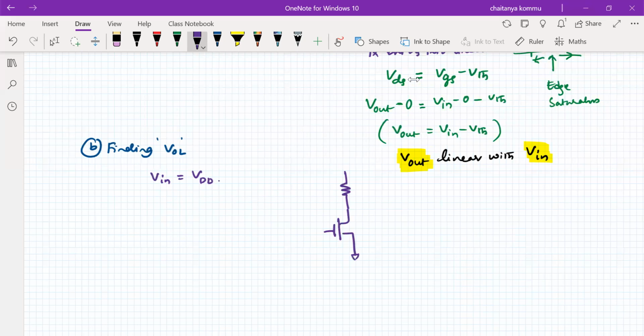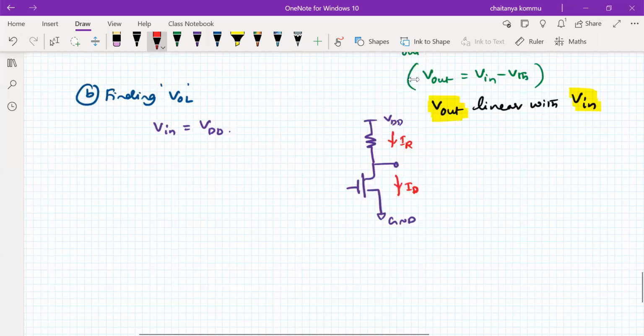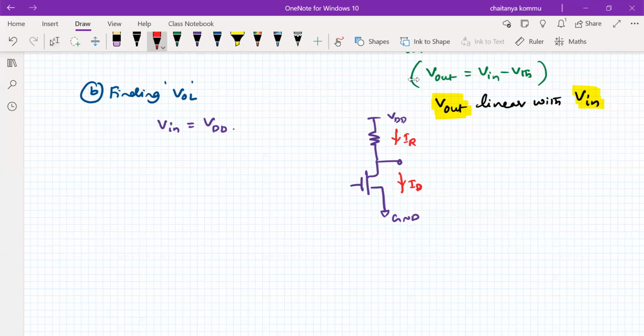As I mentioned, what is the current flowing here? Here it is IR. What is the current flowing here? It is ID. For example, IDS means ID. Let us write ID. Now what can I write here? Both the transistors are on, so the pull-up network and pull-down network are both on. Therefore, IR equals ID. Do you agree with me? Since they are in series, and the MOS transistor is also on.